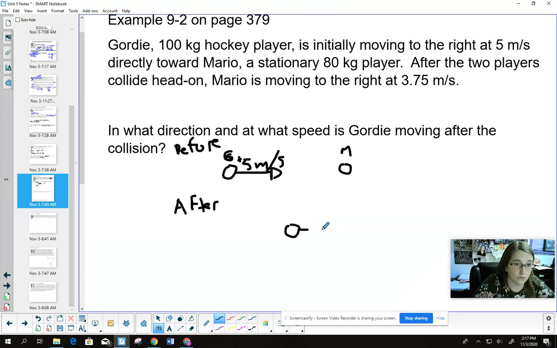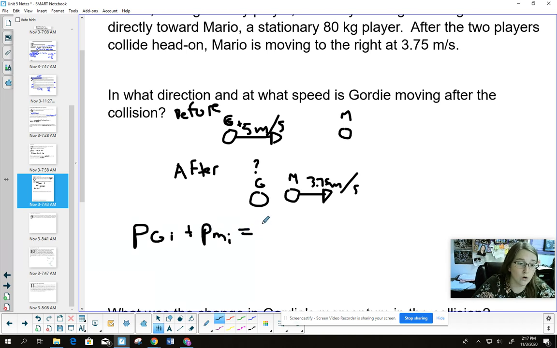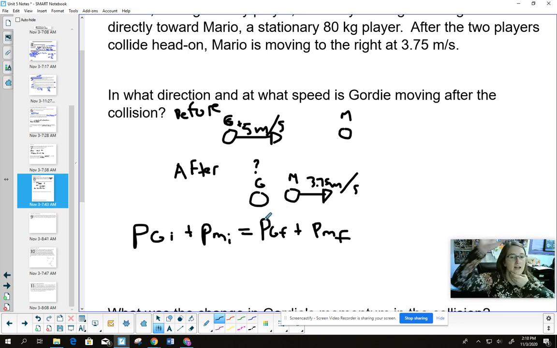After, Mario is traveling to the right at 3.75 meters per second, and we are going to look for how Gordy travels after. That's our question mark here. What we know is that the total momentum, both of their momentums added together initially, is going to equal their total momentum afterwards. So P Gordy initial plus the momentum of Mario initial is going to equal the momentum of Gordy final plus the momentum of Mario final. We could put them on the same sides, but it will be easier with momentum to keep the initials on one side and the finals on the other.